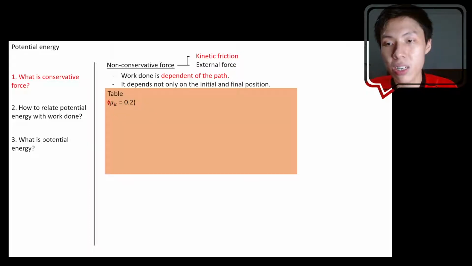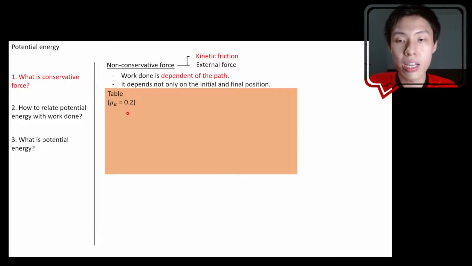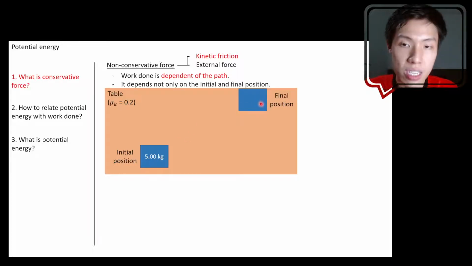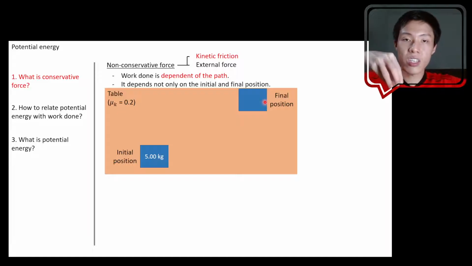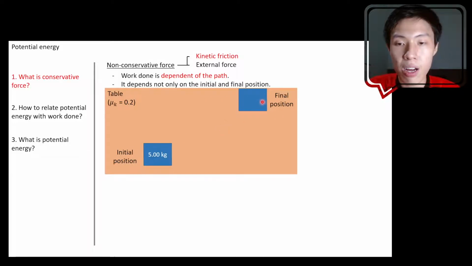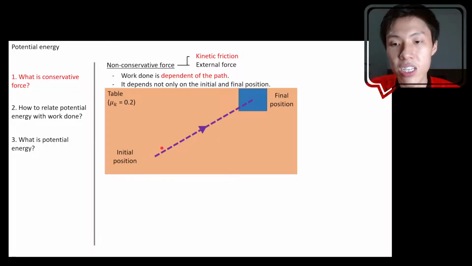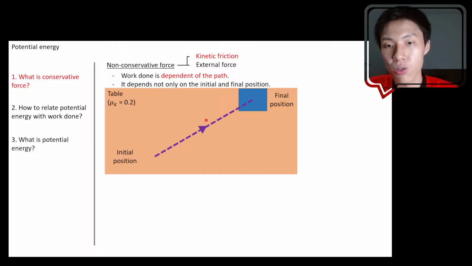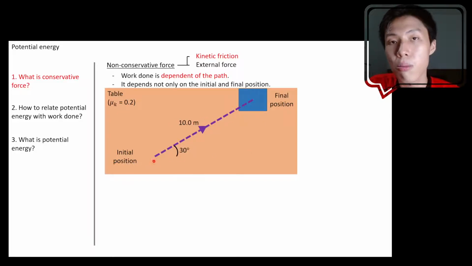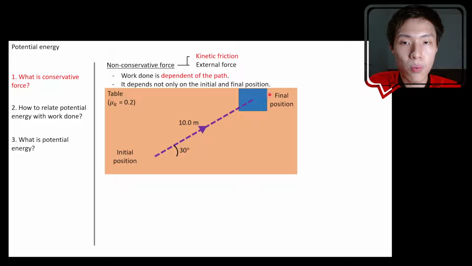Let's say we have a table here, and this table is a rough surface with a coefficient of kinetic friction of 0.2. Now you set up the initial position and the final position, and both of these positions are on the table. So you have a table, initial position here, final position here, all happening on a flat surface. You create two paths to go from the initial position to the final position. The first path is a direct diagonal path connecting the initial position and the final position. We can say this journey takes 10 meters and it's 30 degrees above the positive x-axis. The most direct path from the initial position to the final position. We call this path 1.